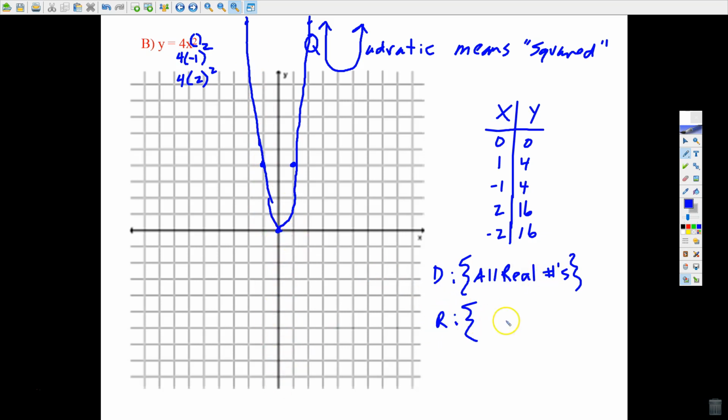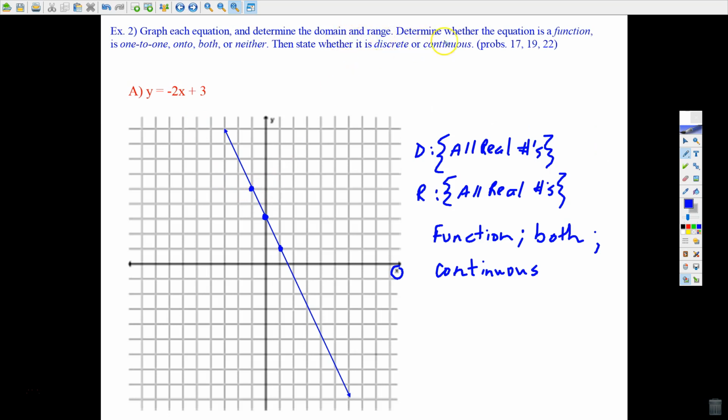So the way we're going to state the range is we're going to say y greater than or equal to 0. Any y, again, y stands for range, greater than or equal, because 0 is part of the range, and then from there it's just all the positives for y. Alright, so we've taken care of domain and range.